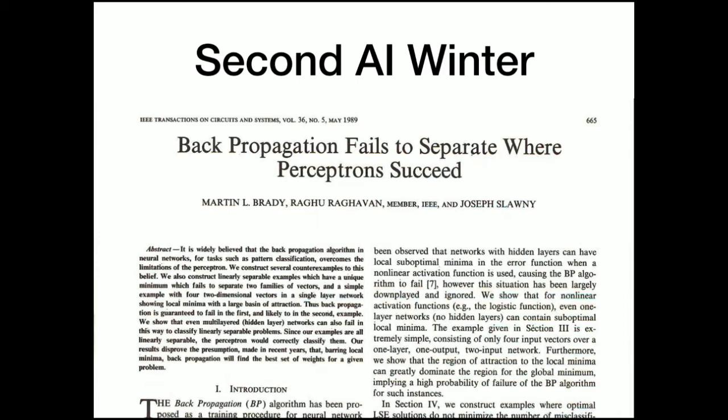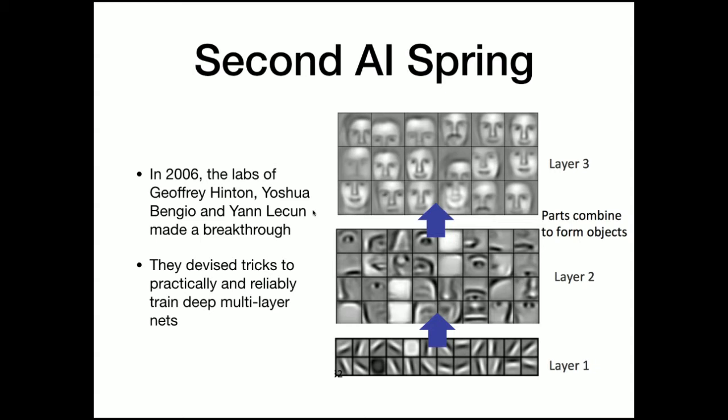That is until around the same set of people came up and said, well, actually, you can. So in 2006, Geoff Hinton, Yoshua Bengio, and Yann Dauphin made another breakthrough. And this time, all they really did was devise tricks that allowed you to practically and reliably train multi-layer networks. And the reason people thought it worked is because now you actually had very, very compelling practical results.